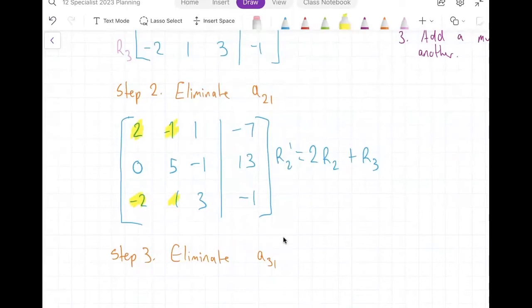So I'm not going to need to do a step 4 for this particular solution. However, just note that it's not always going to turn out that way. Sometimes you might require a 4th step.